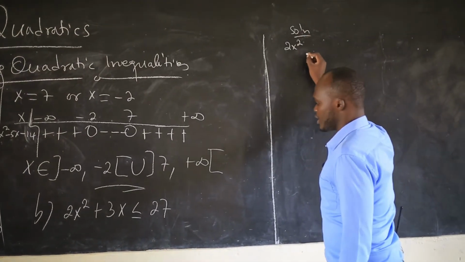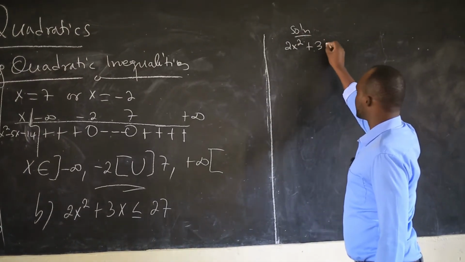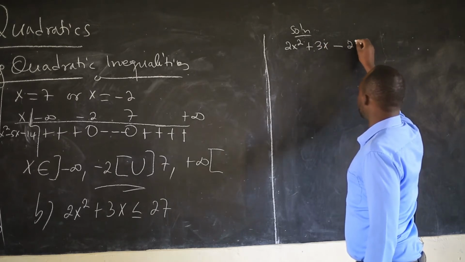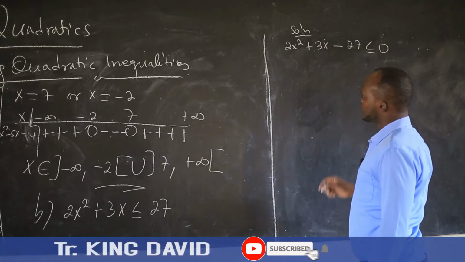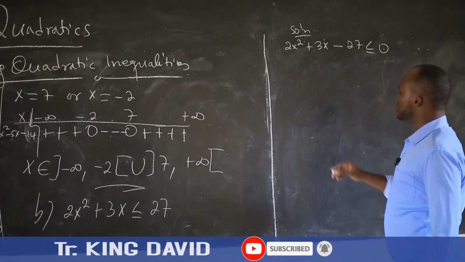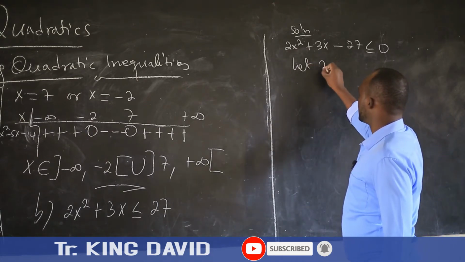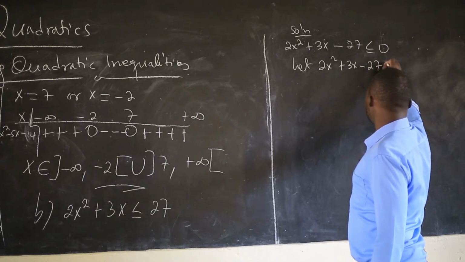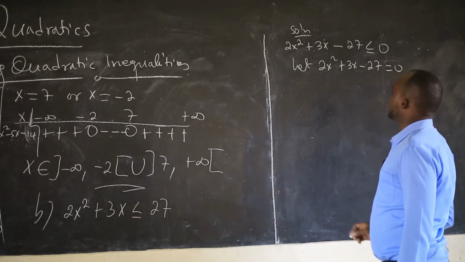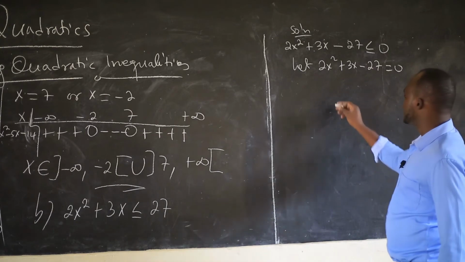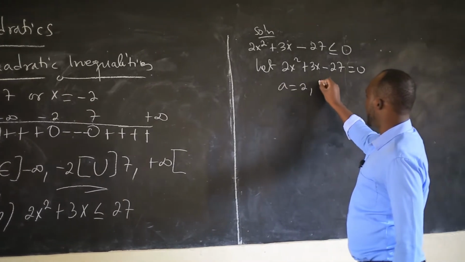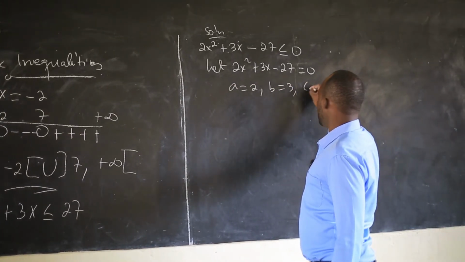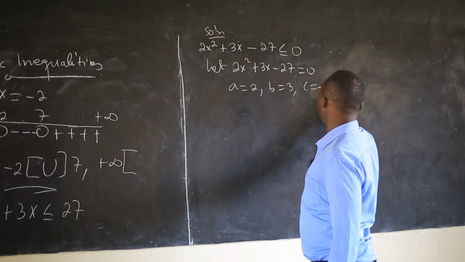It is like 2x squared plus 3x minus 27 less or equal to 0. So the first step, what we do, we let 2x squared plus 3x minus 27 be equal to 0, so that we can solve that equation. Our a is 2, our b equals 3, our c equals negative 27. Let us use the quadratic formula.